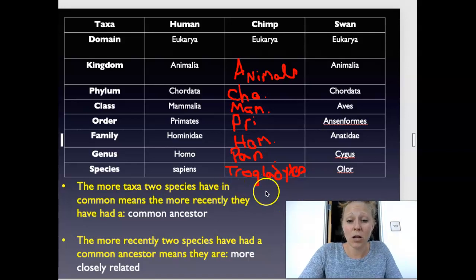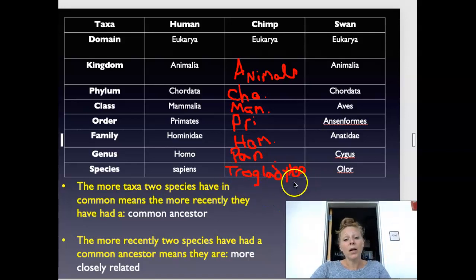D-Y-T-E-S. Pan troglodytes. And so the genus and species of a chimp is Pan troglodytes. So the more taxa two species have in common, the more recently they had a common ancestor. And so the more recently two species have had a common ancestor means that they are more closely related. So on that cladogram, we would be standing more closely next to the chimp than we would be to the swan.